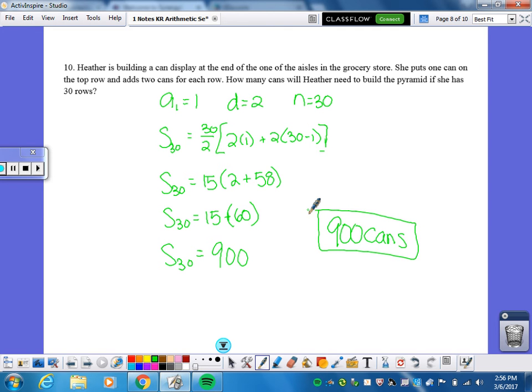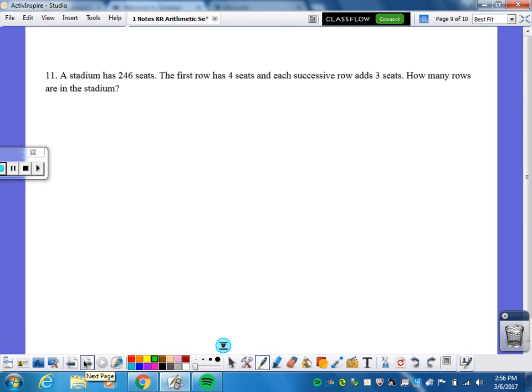And now let's move on to the last one. A stadium has 246 seats total. The first row has 4 seats, and each successive row adds 3 seats. How many rows are in the stadium? So it's telling us that our S sub n is equal to 246. The first row has 4 seats, so that tells us A1 is equal to 4. And each successive row adds 3 seats, so D is equal to 3. How many rows are in the stadium? So we are looking for n.